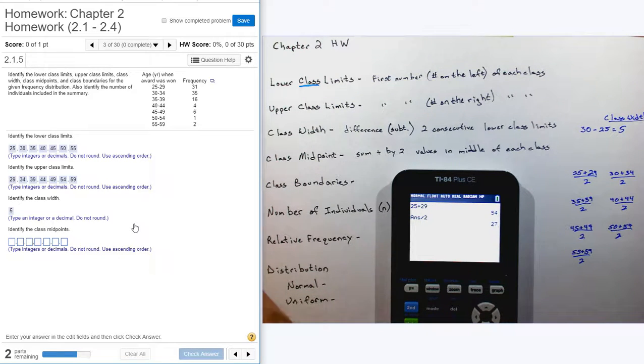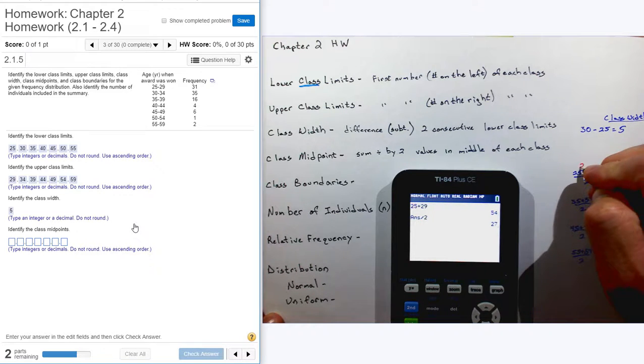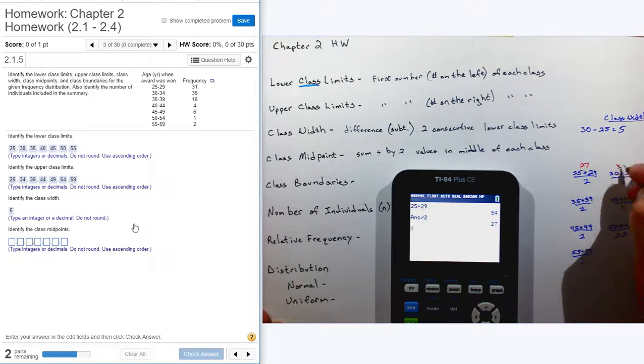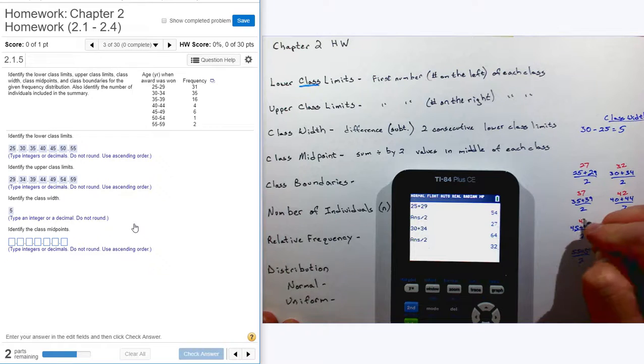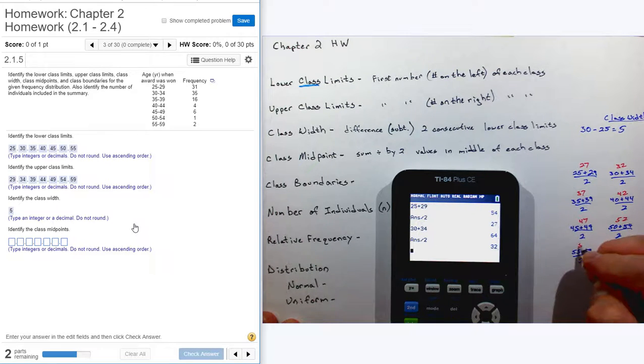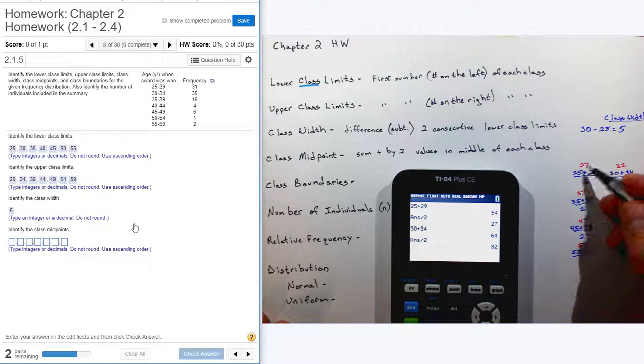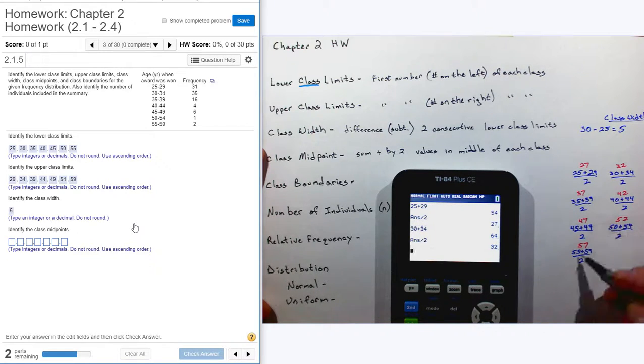So, and I'll write these in red. 27. See, I can look at each one of these and say, okay, I bet that's 32. Let me check it. 30 plus 34 divided by 2, 32. 37 and 42, 47 and 52 and 57. And if you look in between each one of these, the class midpoints are going to be 5 apart from each other. So honestly, once you find your first class midpoint, it's 5 separating all of those. It's the class width throughout all of your numbers.